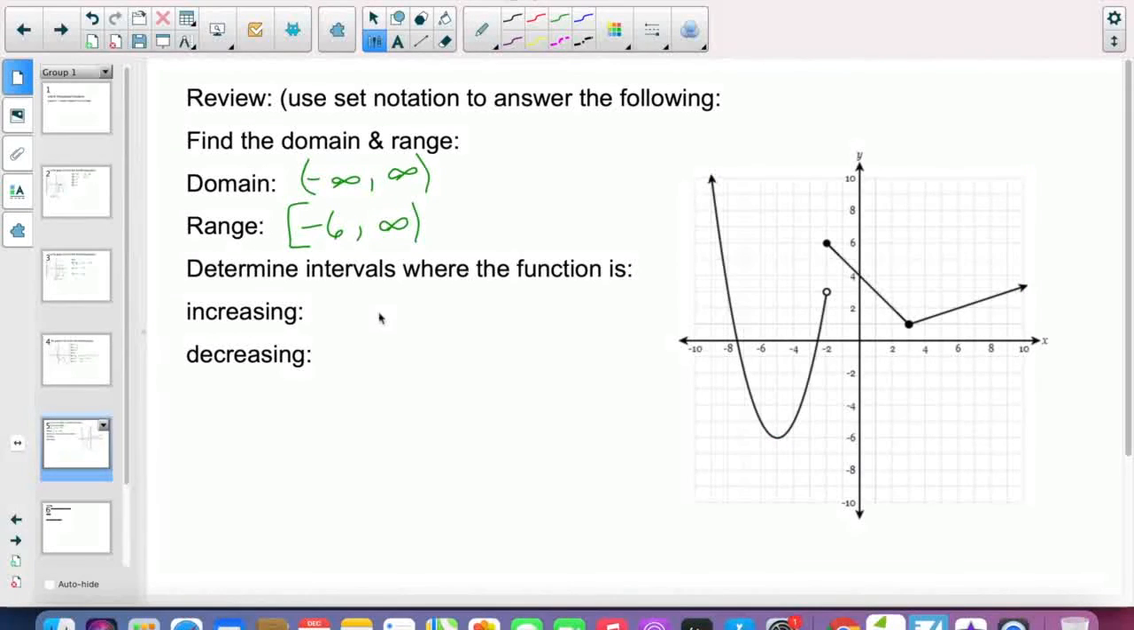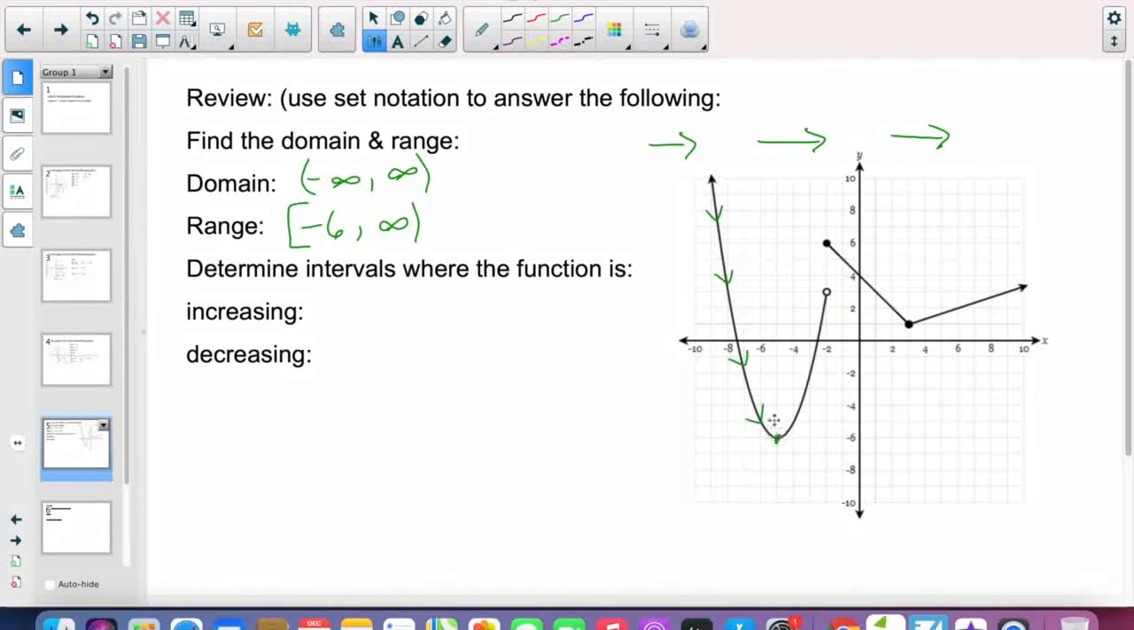A function is increasing when, as we move from the left to the right, the function is going in an upward direction. The function is decreasing when, as we move from the left to the right, the function is going in a downward direction. So if you look at this, as we move from left to right, looking at whether our function is increasing or decreasing, well, as I move from left to right for this function, look, it's going down. It's continuing in a downward direction until I get right here.